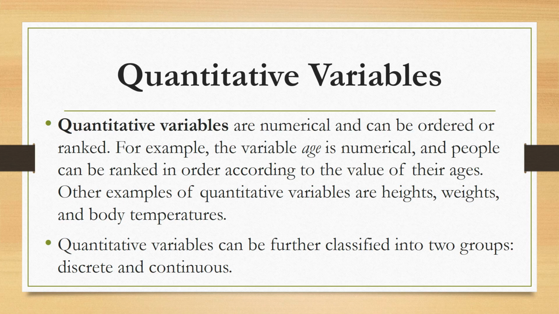Quantitative data, on the other side, are numerical and can be ordered or ranked. For example, the variable age is numerical. The people can be ranked in order according to the value of their ages. Other examples of quantitative variables are heights, weights, and body temperatures. And we can arrange this from highest to lowest or lowest to highest. Quantitative variables can be further classified into two groups, discrete and continuous.